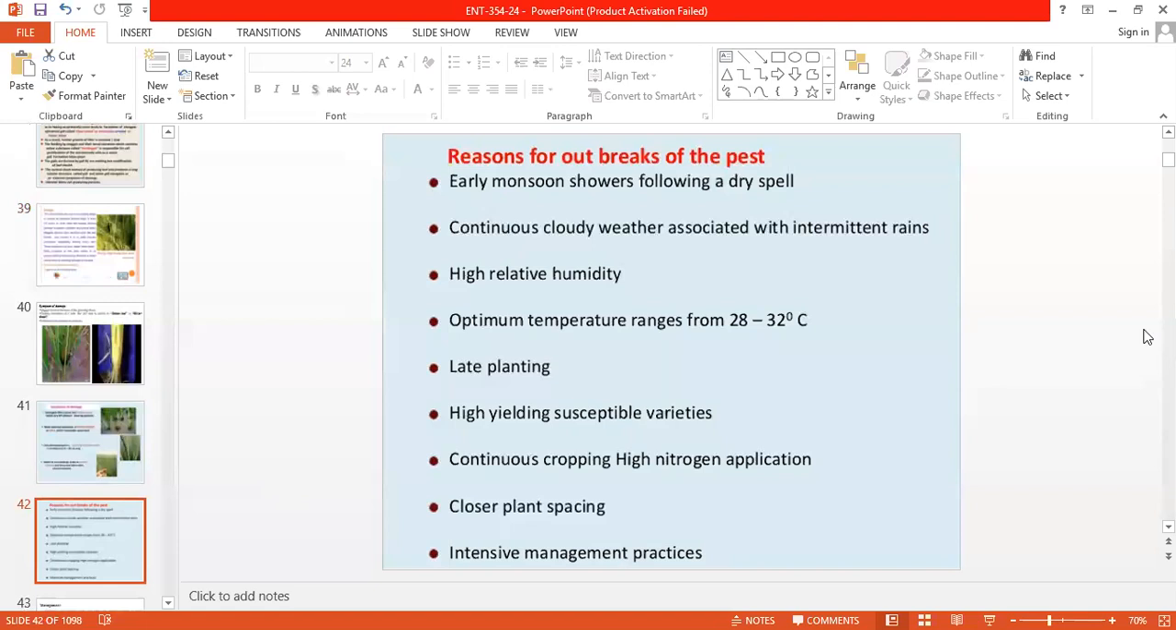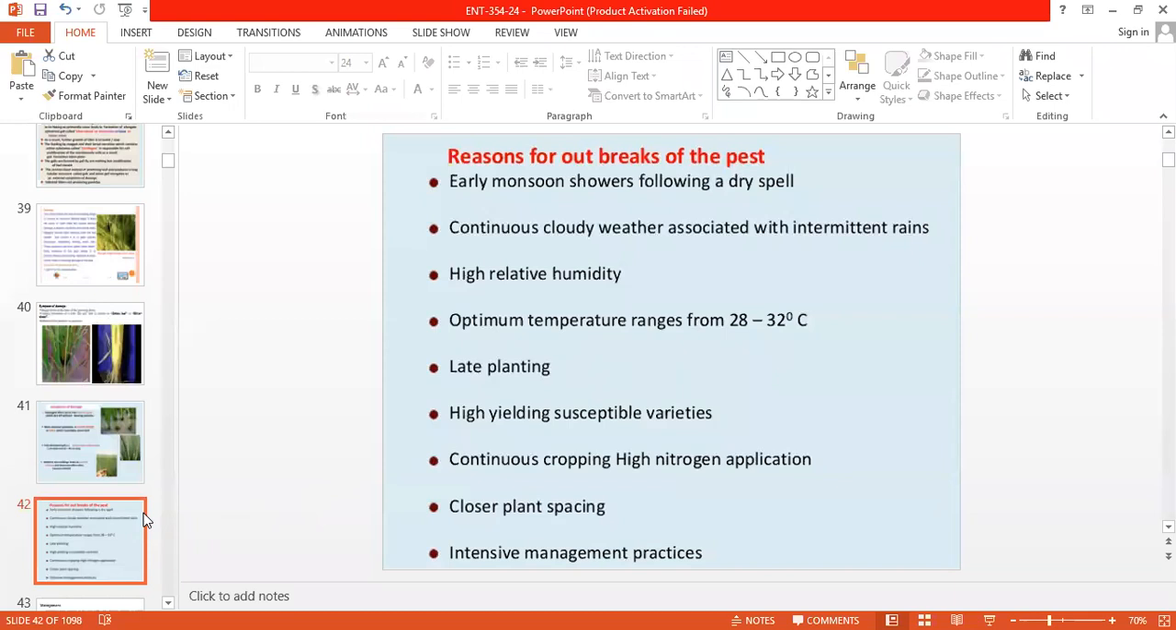Then the major reasons for the infestation: early monsoon showers followed by a longer dry spell, continuous cloudy weather associated with intermittent rains, meaning without continuous rains the infestation will increase, high relative humidity, an optimum temperature range of 28 to 30 degrees centigrade, late planting, high yielding susceptible varieties, continuous cropping, high nitrogenous fertilizer application, close planting, and intensive management practices. These are the major reasons for the outbreak of gall midge infestation.